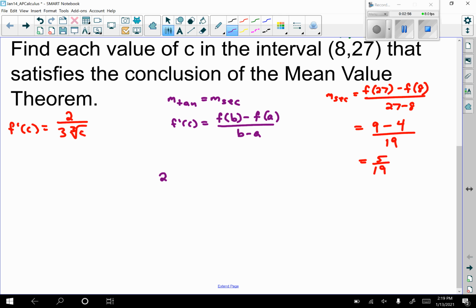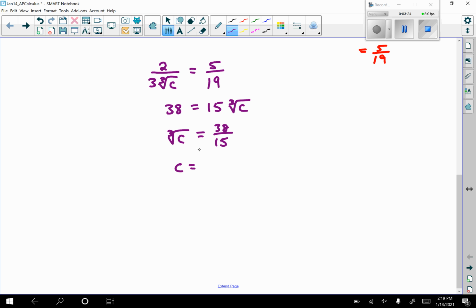So now 2 over 3 times the cube root of c is going to equal 5/19. We could cross multiply here for a second. So we're going to get 38. 2 times 19 is going to equal 15 times the cube root of c. And then we'll divide by 15. So we'll just flip it around this way. The cube root of c is going to equal 38/15. We simply cube both sides. So c is going to equal, and we'll just leave it like this, 38/15 cubed. So there's our value of c.